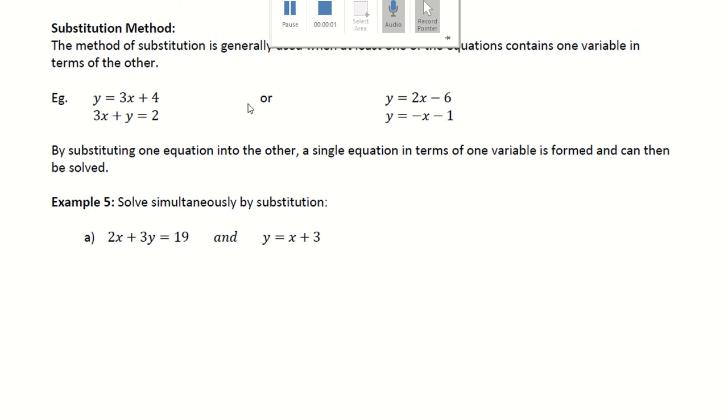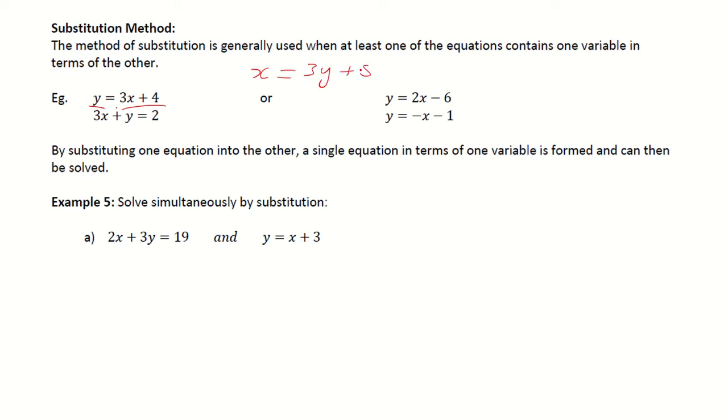So in this video, we're going to be using the substitution method to solve simultaneous linear equations. Now, we use the method of substitution when at least one of the equations contains one variable in terms of the other. And what I mean by this is y equals something, or x equals some equation. Okay. Now, I'll go through 3 examples so this will be clear.